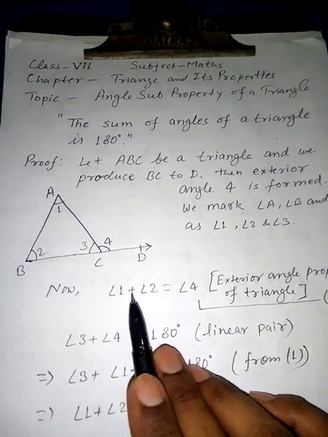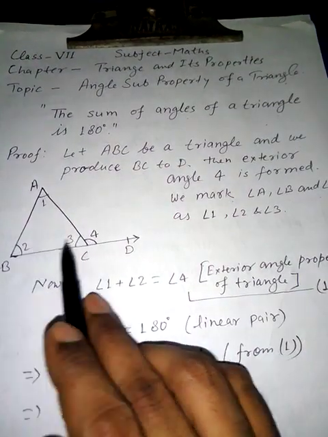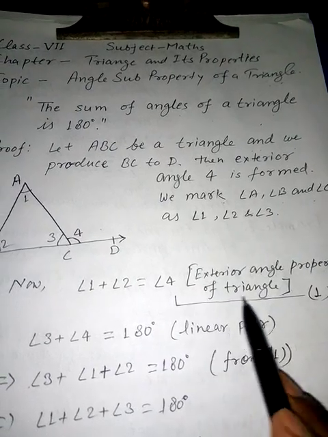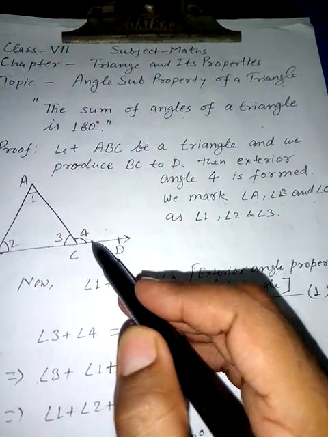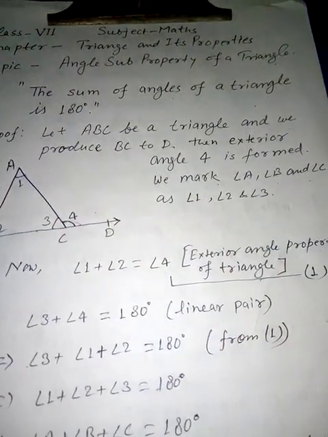Now angle 1 plus angle 2 equals angle 4, because of the exterior angle property of a triangle. We have read that exterior angle is equal to the sum of opposite interior angles.